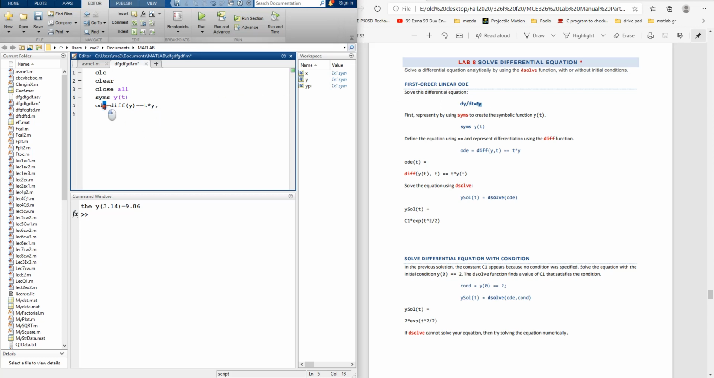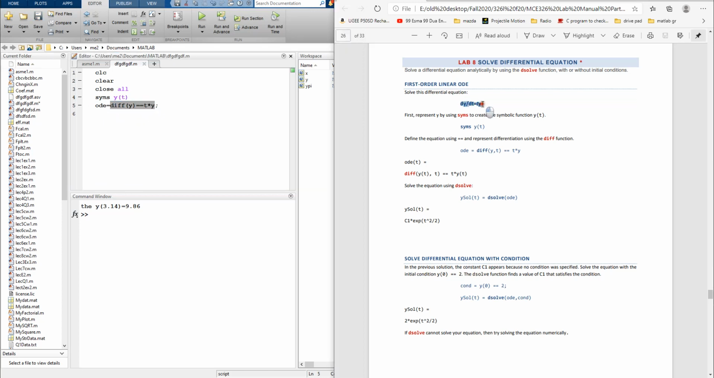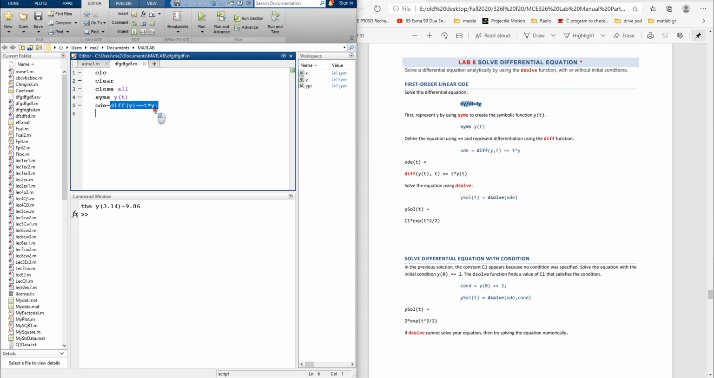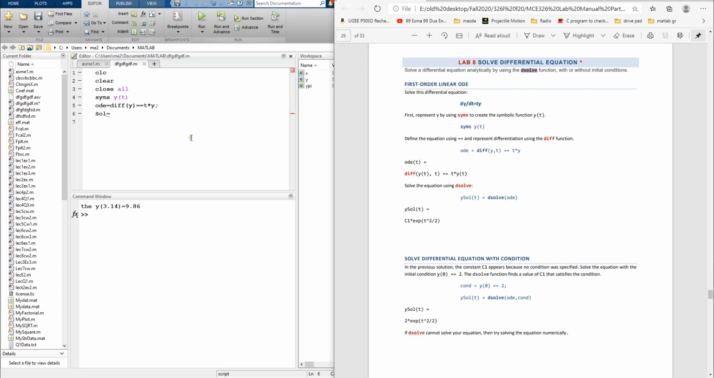Now we defined this ordinary differential equation, and we give it just a name, ODE, and it is equal to diff of y double equal t times y. So this equation is now exactly written here and assigned to ODE. Now, how can I find the solution for ODE? We can write sol, as an example, equal to. Now we will use the dsolve function.